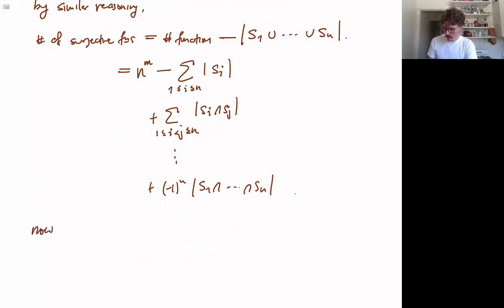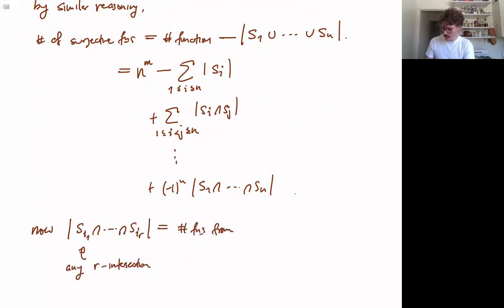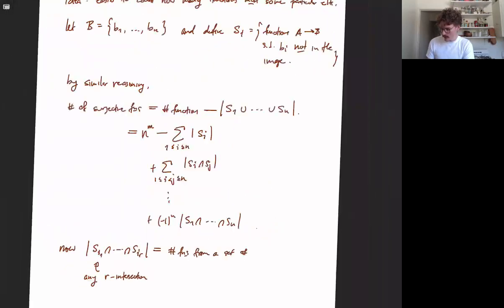Now, cardinality of Si1 intersect through SiR. So this is just any R intersection, meaning an intersection of R of our sets. This is just equal to the set of functions from a set of, what was A? I'm going to keep forgetting. A was M.